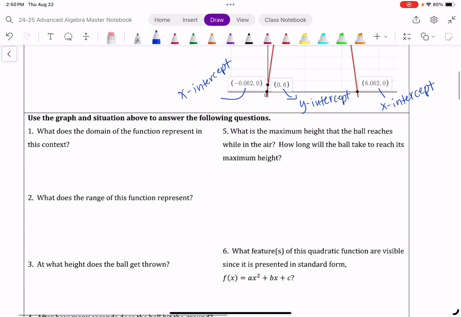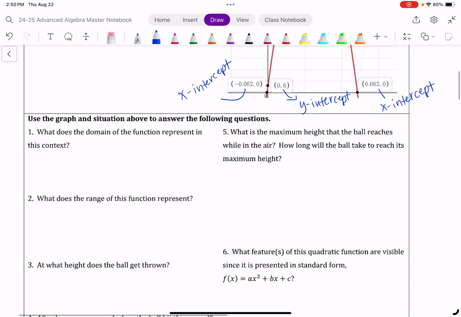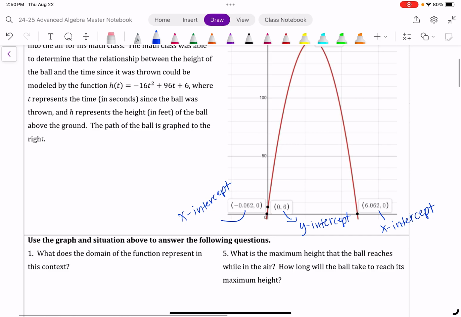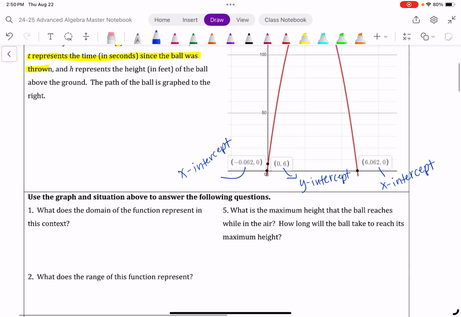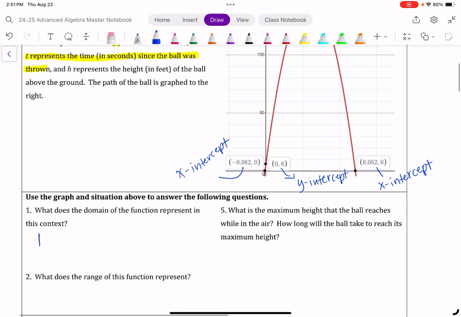Use the graph and the situation above to answer the following questions. What does the domain in the context of this function represent? Well, remember, our domain is our x. Since we do not have x's in this one, we have to look where x would be in the function. X is t. So what does it tell us that t represents? It represents the time in seconds since the ball was thrown.